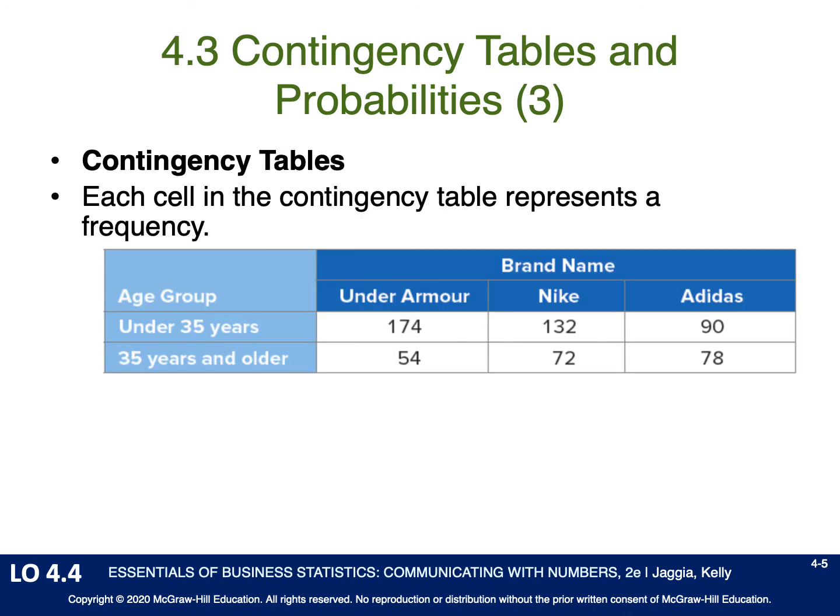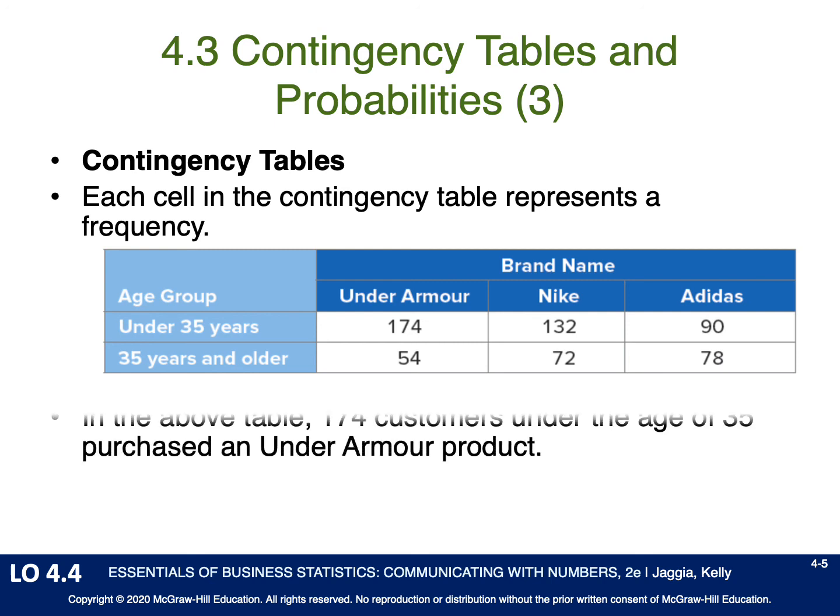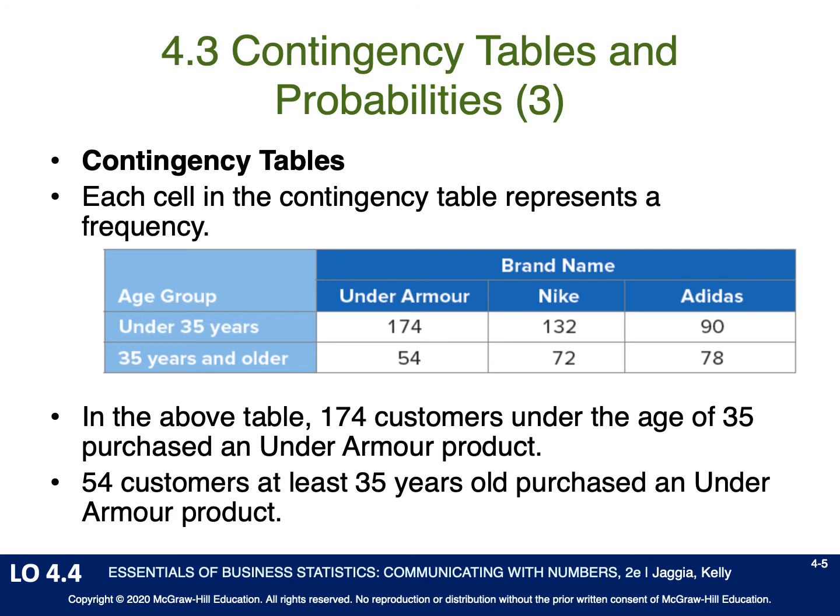So each cell in the table represents a frequency. So for example, we can see that 174 consumers purchased Under Armour and were under 35 years old. And then we can see that 54 consumers purchased Under Armour and were 35 years or older.